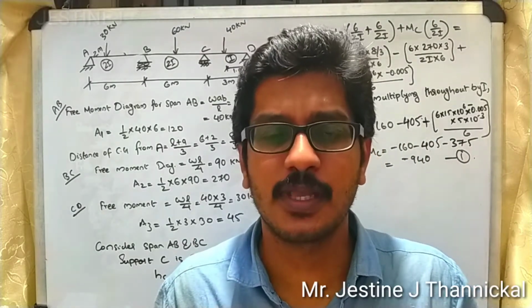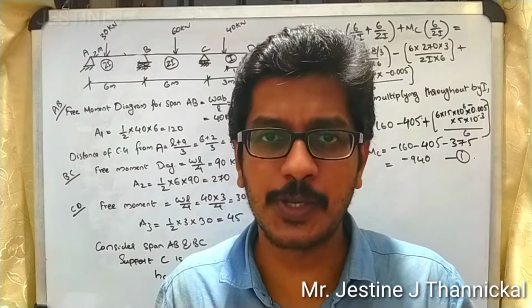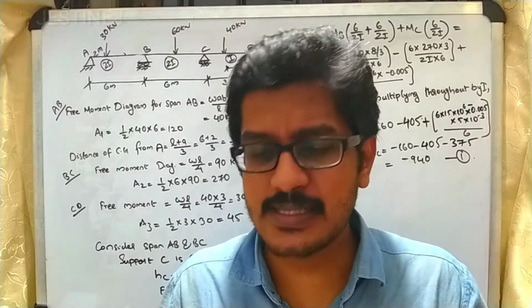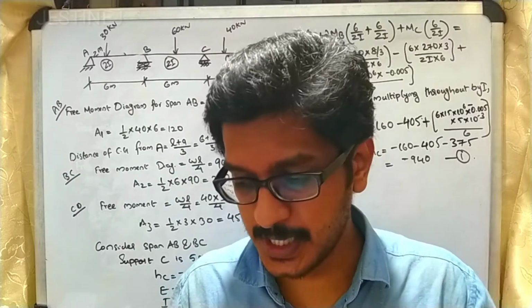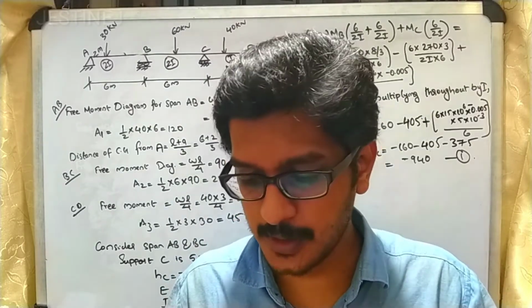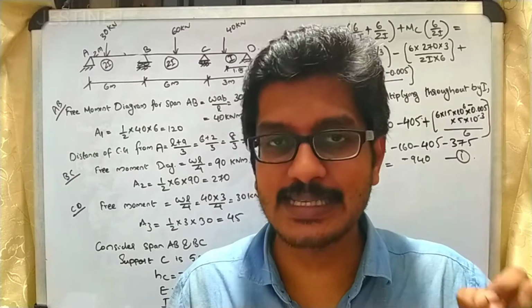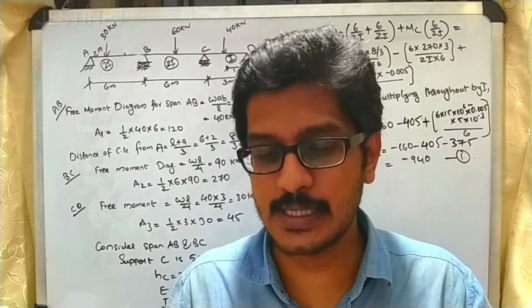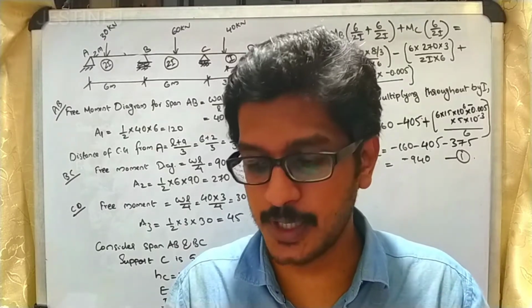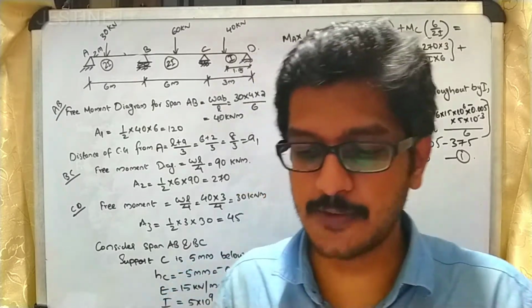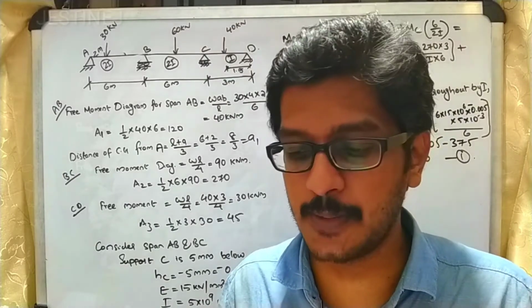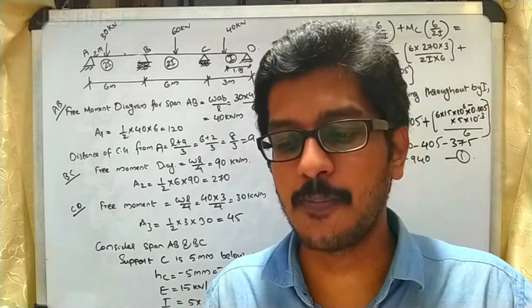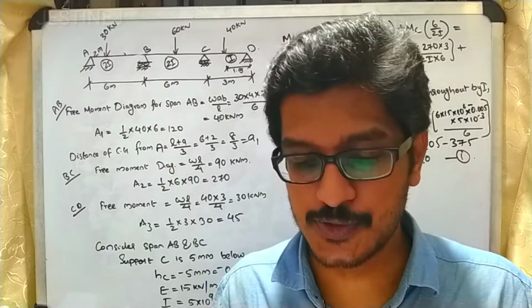Today we will discuss a new problem related with the three-moment equation. So please note down the question. Analyze the continuous beam ABCD as shown in the figure. Support C sinks by 5 mm, and some details are also given related to Young's modulus and moment of inertia. Young's modulus is given as 15 kN per millimeter square and moment of inertia is given as 5 multiplied by 10 raised to 9 millimeter raised to 4.